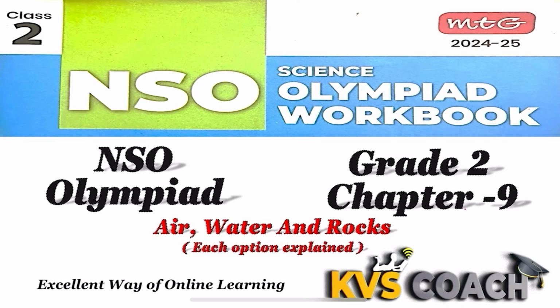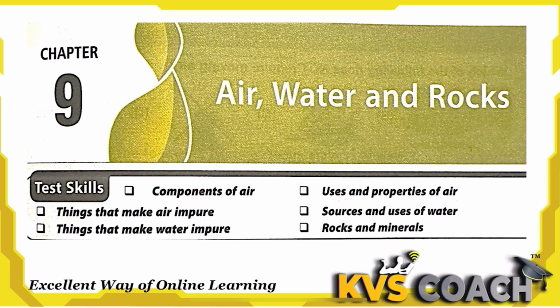Hello, dear kids. Now we are going to discuss chapter 9 from your NSO Olympiad workbook. Let's start. Chapter name is Air, Water and Rocks. In this chapter, topics covered are components of air, uses and properties of air, things that make air impure, source and uses of water, things that make water impure, rocks and minerals. Let's start.